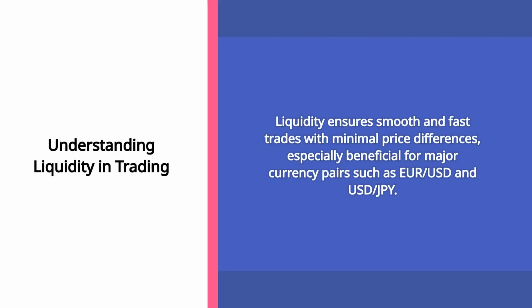Liquidity means trades happen fast and smoothly. This offers quick order completion and smaller price differences. High liquidity is great for major currency pairs like EUR/USD and USD/JPY. It means traders can buy or sell without much risk. But low liquidity at odd times or with less popular pairs means more risk. It's harder to sell your currency if there are fewer people buying.